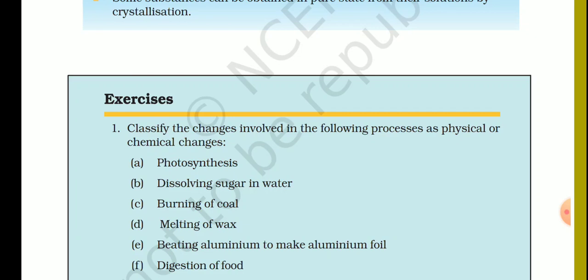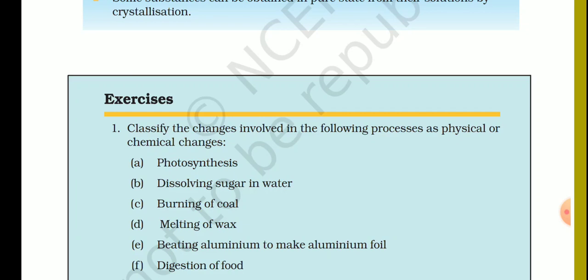And F, digestion of food. Digestion of food is a chemical change, because enzymes and HCl act on the food and break the complex substances into simpler ones, into a simple absorbable form, so that they can be absorbed easily into the small intestine.